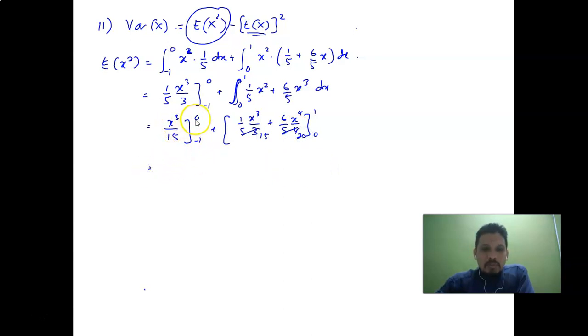Okay, so substitute the value of x one by one. Begin with 0 here. 0 cubed equal to 0 divided by 15 equal to 0, minus, okay, -1 cubed equal to -1 over 15. So the result of substituting values here is complete, plus with, okay, we solve this part here now. Okay, x cubed divided by 15, 6x to the power 4 divided by 20.